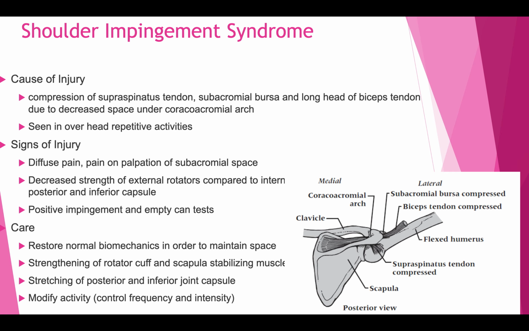So if there's a way that they're moving their arm that's not working, then you need to work with them in therapy on getting it moving the right way. Also strengthening of the rotator cuff and the scapula stabilizing muscles. So the rotator cuff is supraspinatus, infraspinatus, subscapularis, and teres minor. And then the stretching, and then you could modify some activity as well.